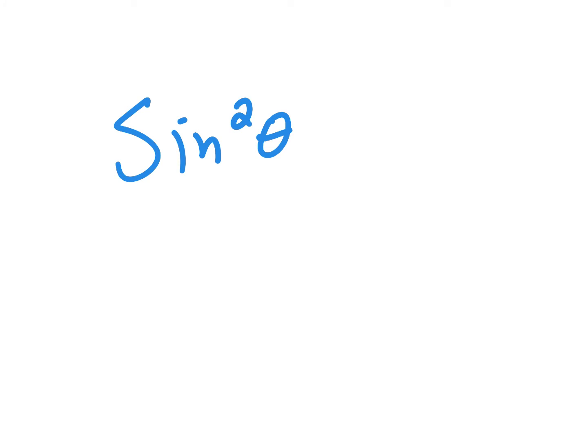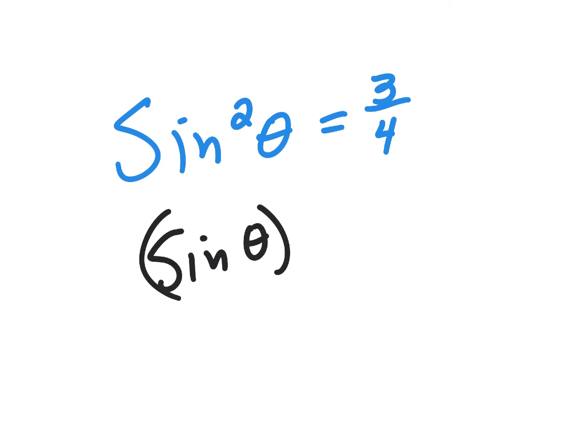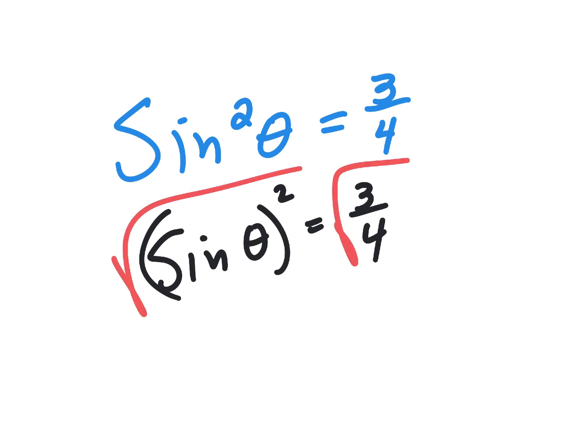Sine squared of theta is equal to 3/4. If I'm solving equations, this would mean the same exact thing as if I had said sine of theta quantity squared equals 3/4. Do you get that the blue one and the black one mean the same thing? Okay, how do you get the squared off of there? Square root. So I go square root and square root.